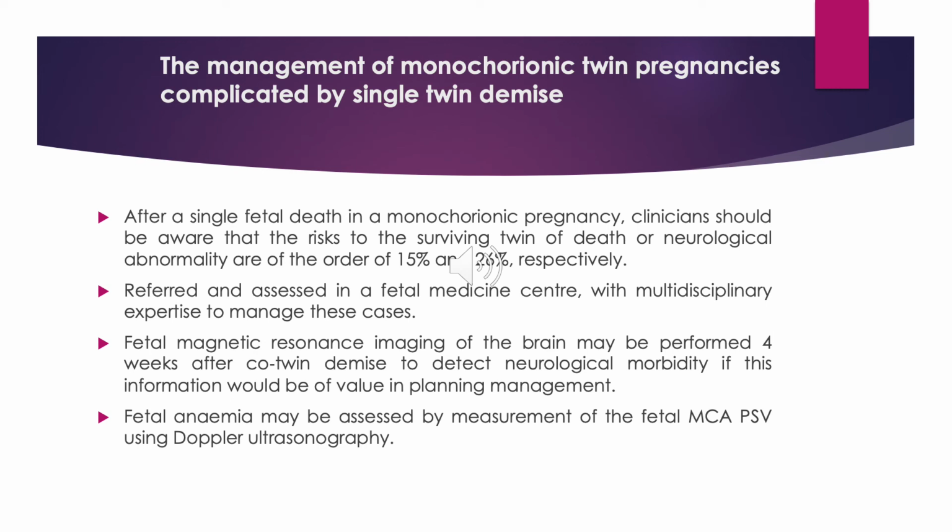In summary, in case of single twin demise, you are afraid of two main issues. First is neurological abnormality, which can be detected by MRI of the brain, but this usually happens 4 weeks after the death of the twin, so it is not indicated except if the single twin death occurred very early in gestation. Second is fetal anemia. This can be predicted by regular middle cerebral artery peak systolic velocity.